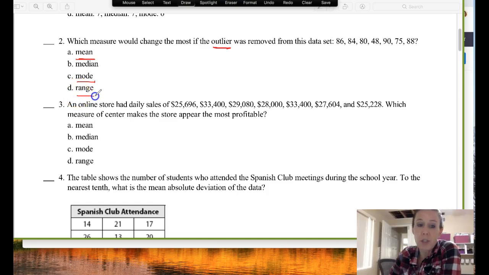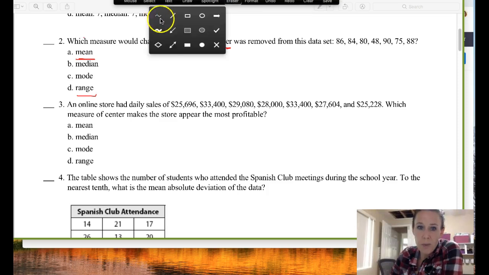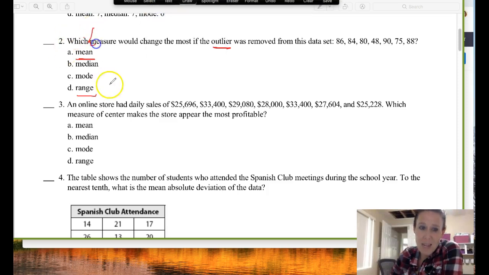The range, an outlier would affect my range, the difference from the least to the greatest. So let's go ahead and see which one it affects the most. I'm guessing it's either going to be... and it doesn't really affect the mode. So it really only affects the mean and the range, an outlier. Let's look at this set of data and write it from least to greatest.